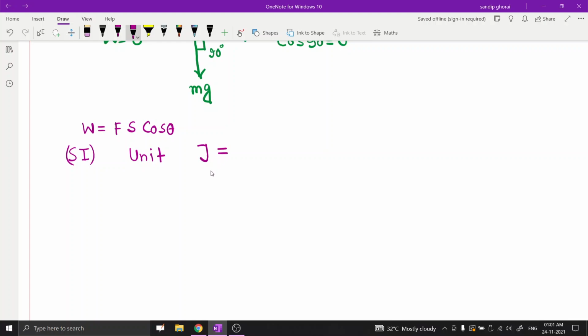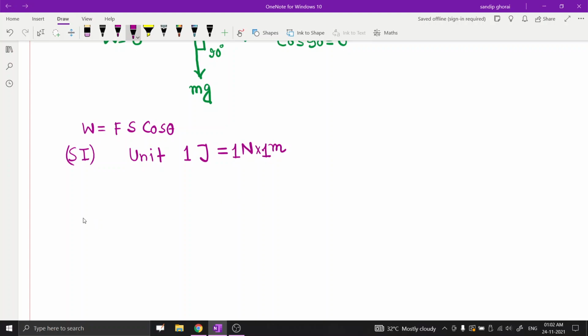Okay, what is the unit of force? Newton. And what is the unit of displacement? That is meter. So we can say 1 joule is equal to 1 newton into 1 meter.